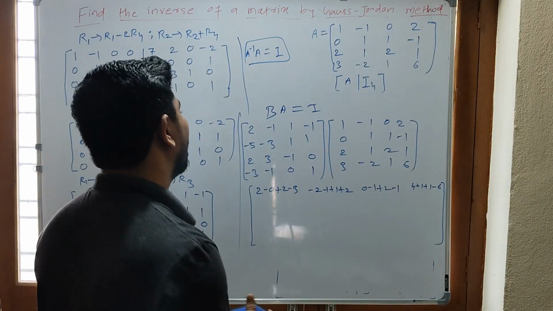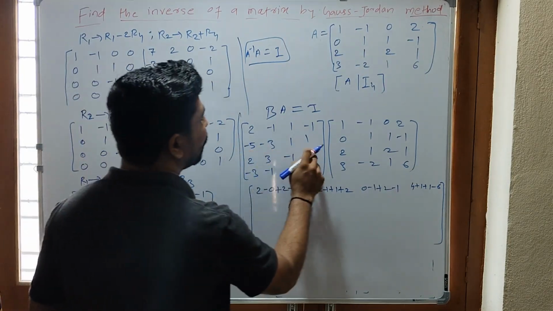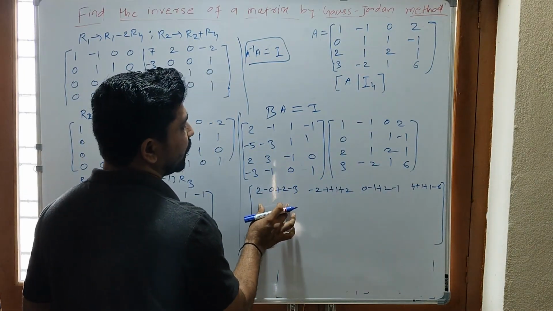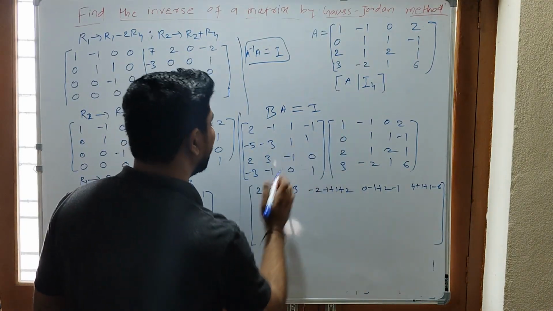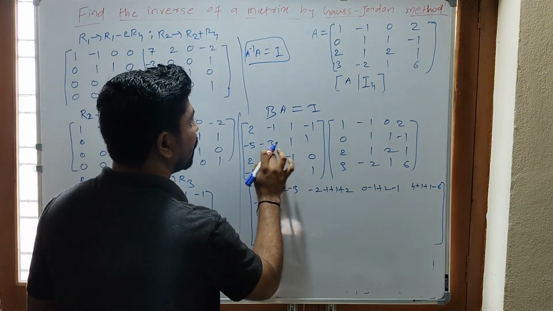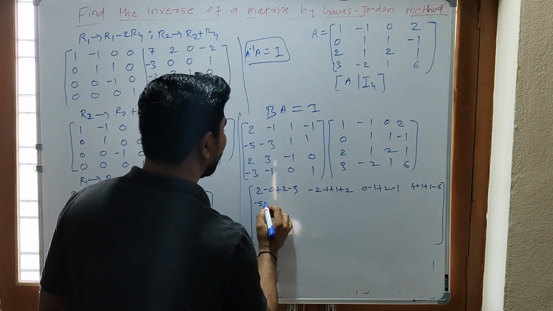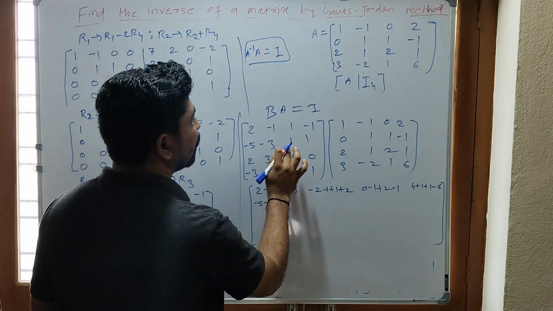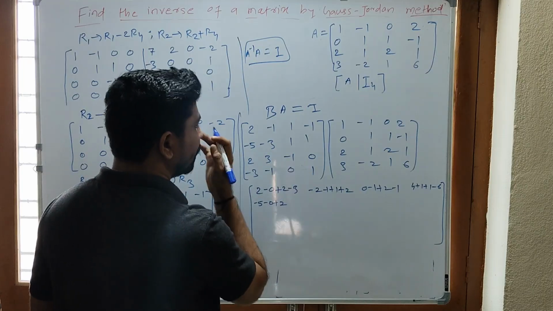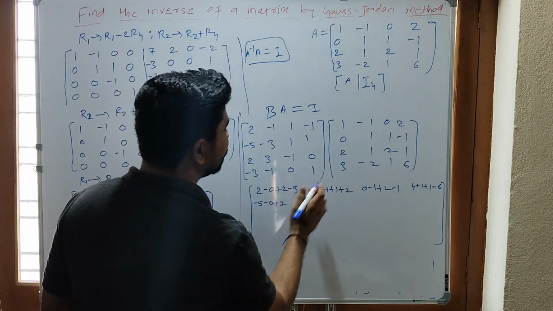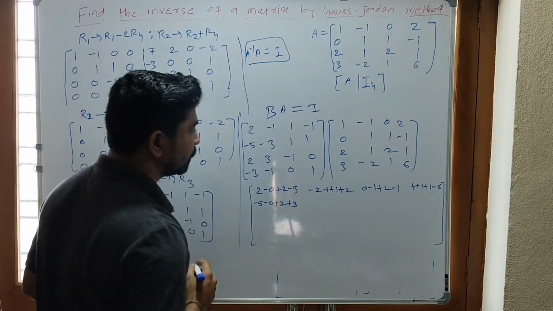Here you can see. Now second row first column is the A21 entry. Second row first column, here minus 5, minus 3 into 0 minus 0, 1 into 2 plus 2, here 1 into 3 plus 3.